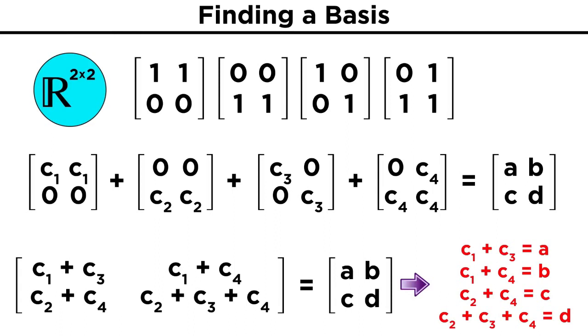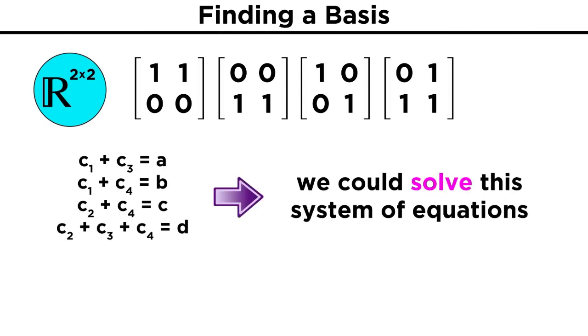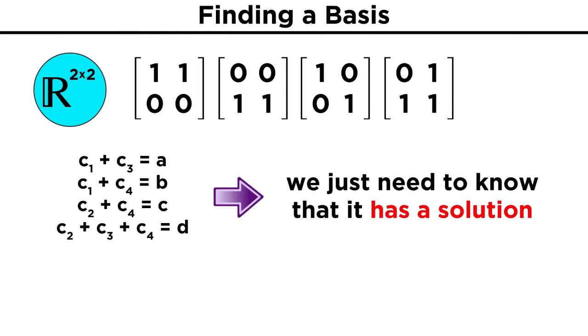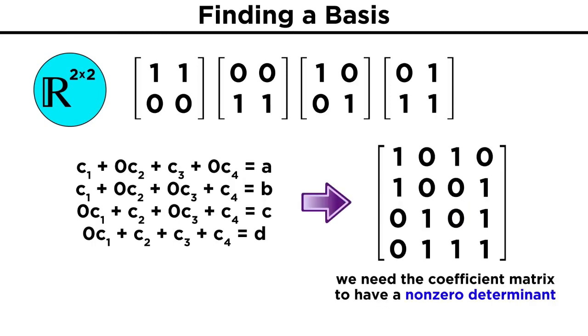From here, we can write this out as a system of 4 equations. While we could solve this system of equations to try to find the solution, all we really have to do is make sure a solution exists at all. For a solution to exist, the determinant of the coefficient matrix must be non-zero, as we recall from learning Cramer's rule in a previous tutorial.